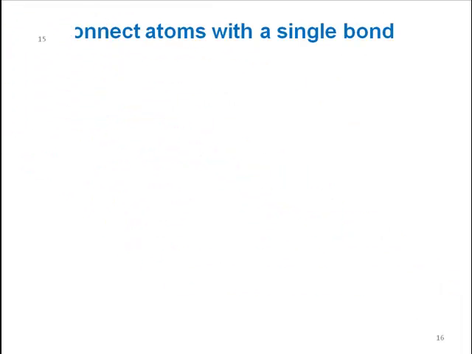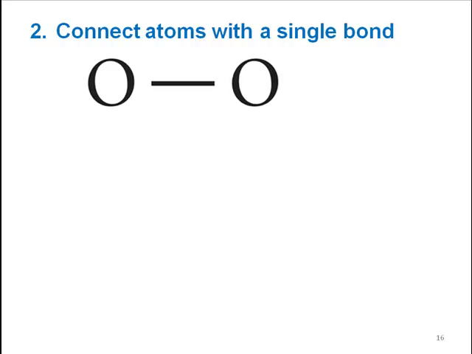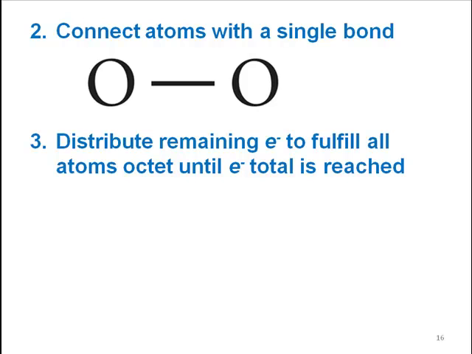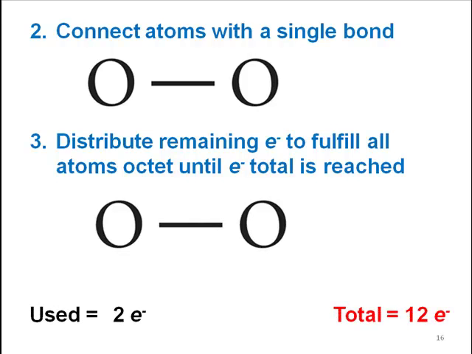So, the next step, connect the atoms with a single bond. So here's our O, we make a single bond. How many electrons are in a single bond? 2 electrons. So how many do we have left? 12 minus 2 is 10. So sometimes people like to keep track of that. You don't always have to. At the end, just check and make sure you got 12 dots. Then you distribute the remaining electrons to fulfill all atoms until the electron total is reached. So we start drawing. We use 2, we got 12 total. We add more. 6 total, 8 total, 10 total, 12 total.